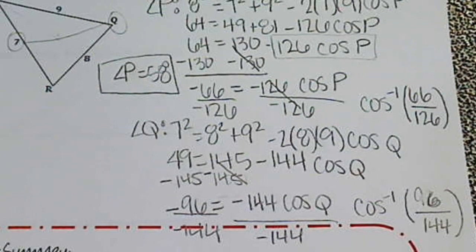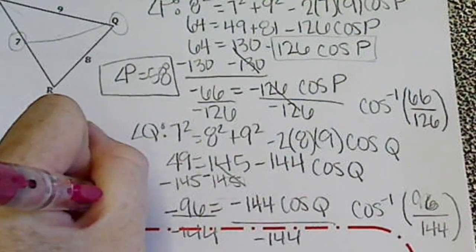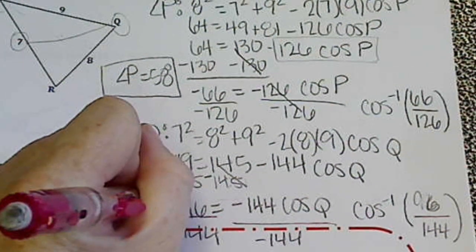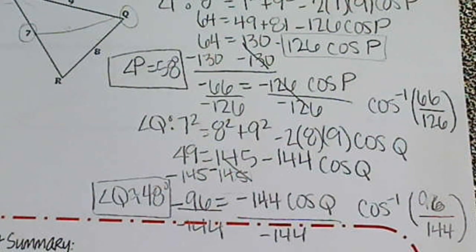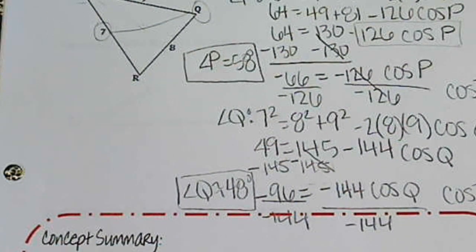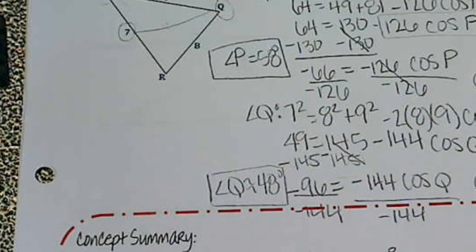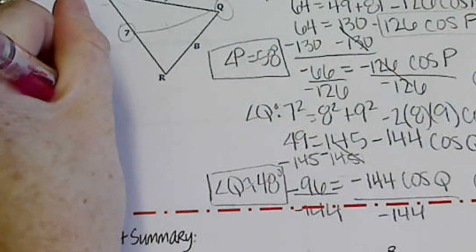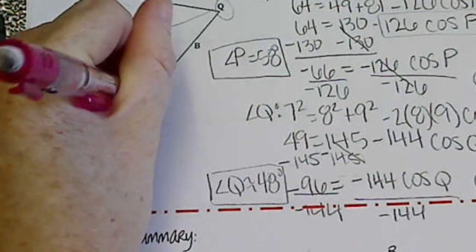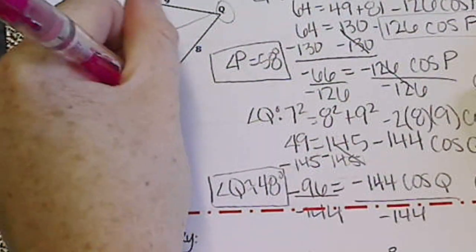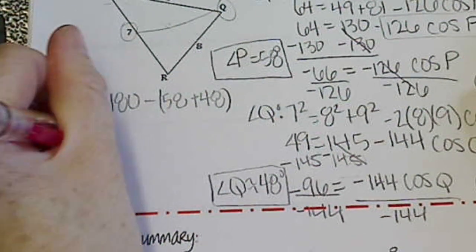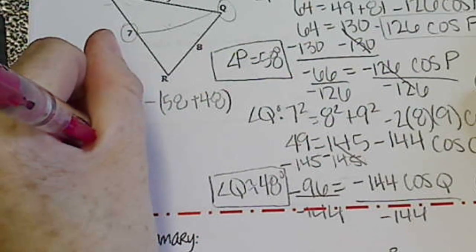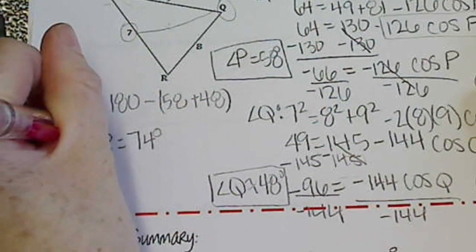Angle Q is about 48 degrees. Now you could do that all again to find angle R, but I already know two of my angles, so angle R is just 180 minus the sum of 58 and 48. Angle R is 74 degrees.